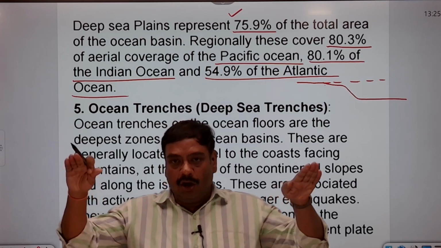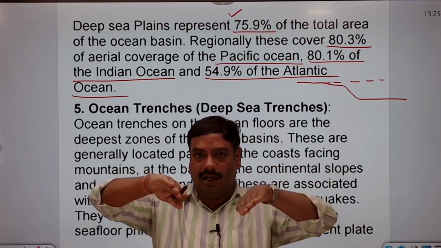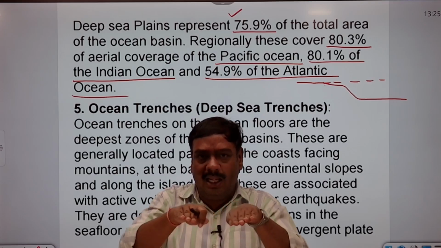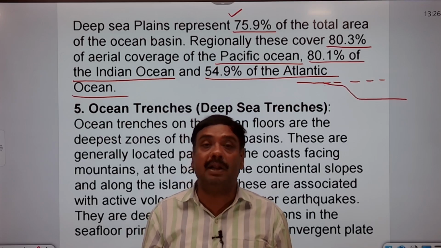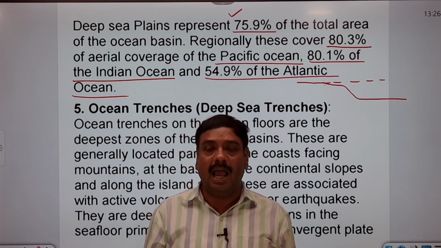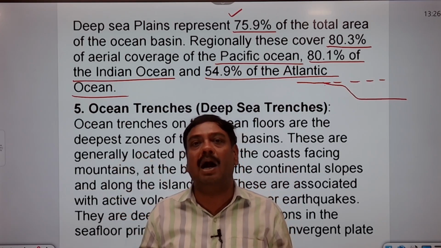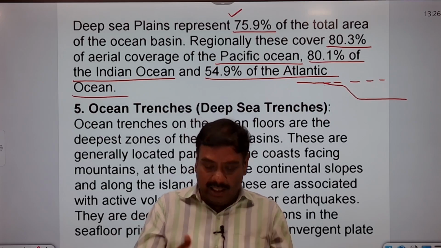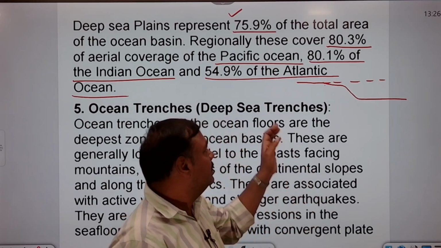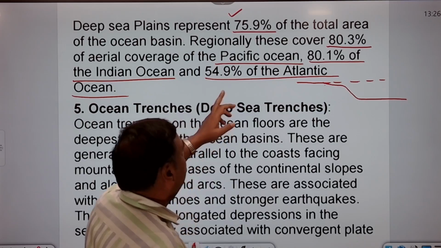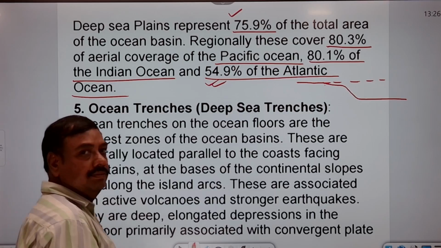So, from both the continental parts there is extension of continental shelf, then continental slope, and only in the middle part is the deep sea plain region. And since there is much extension of the continental part into the Atlantic Ocean, the deep sea plain region becomes lesser there. So, that is why the percentage of the deep sea plain region in the Atlantic Ocean becomes only 54.9%. Got it?